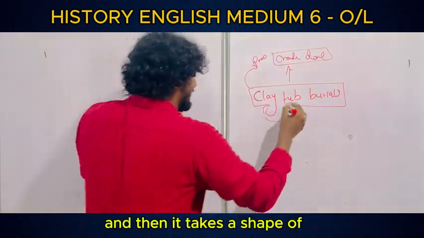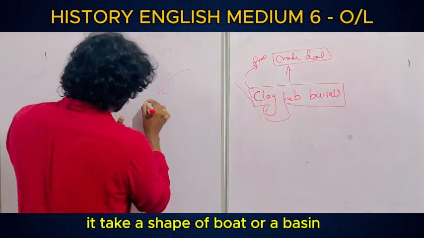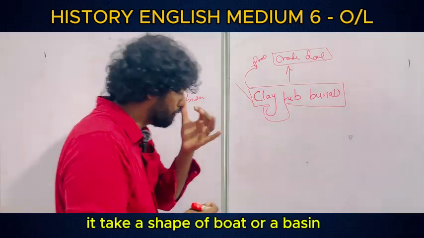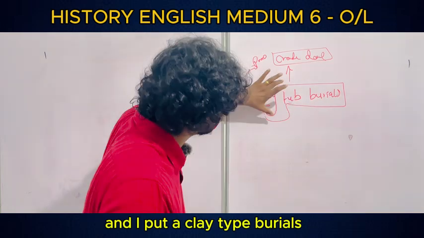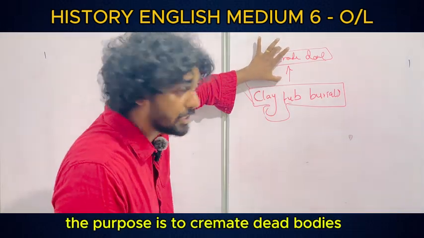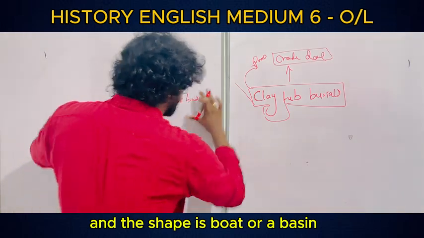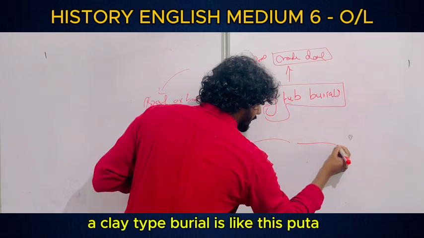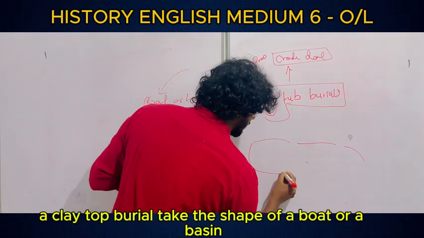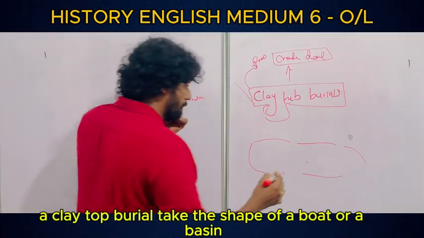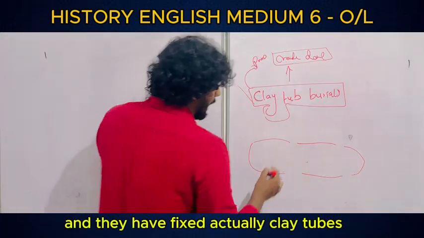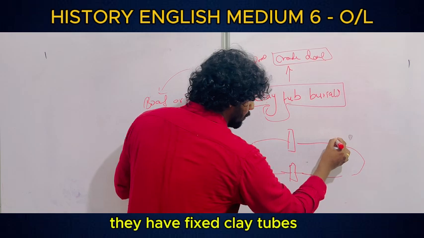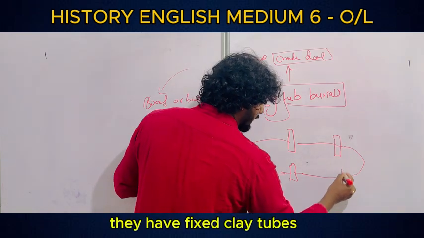And then it takes the shape of a boat or a basin. The purpose is to cremate dead bodies, and the shape is a boat or a basin. A clay tub burial is like this, Puta. It takes the shape of a boat or a basin, and they have fixed clay tubes.